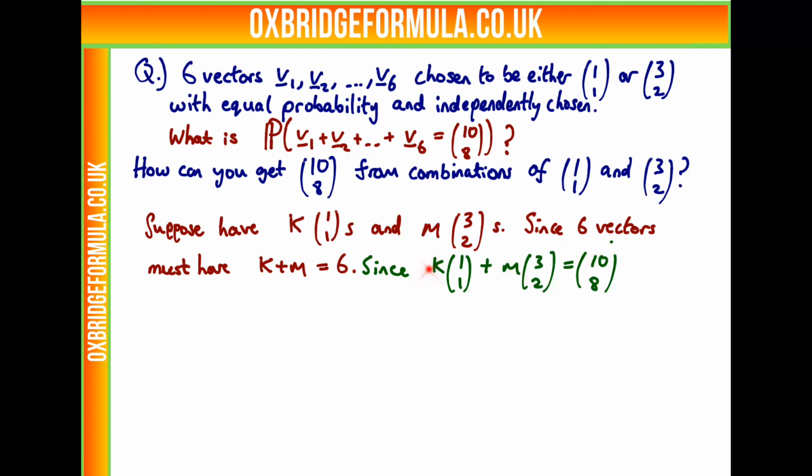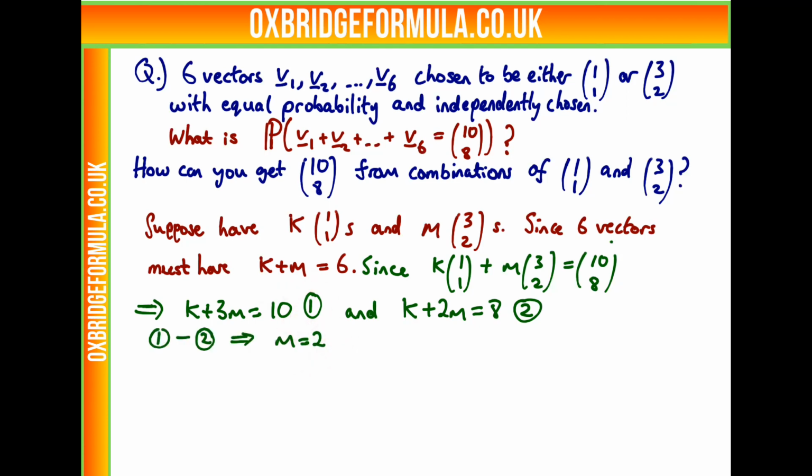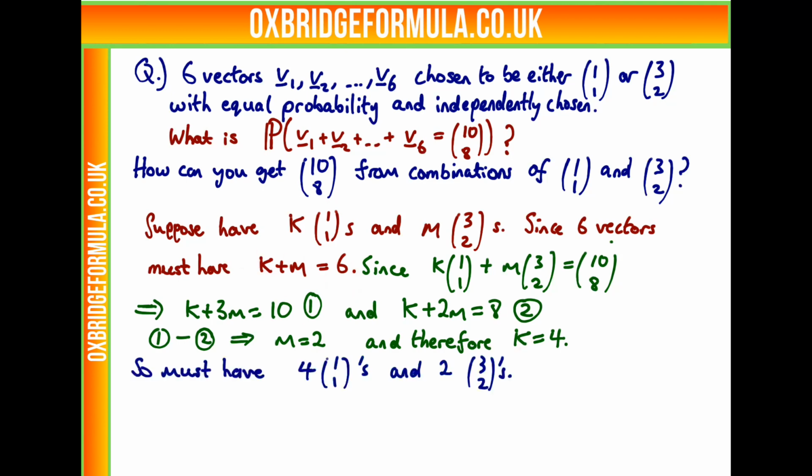And this gives us two separate equations, namely the top row of the vector and the bottom row of the vector, which means that K plus 3M is equal to 10 from the top row, which is equation 1, and K plus 2M is equal to 8 from the bottom row. And these are two simultaneous equations which we can solve. And we see that if you do equation 1 minus equation 2, we get that M is equal to 2. And then plugging this back into equation 1 gives us that K is equal to 4. And we do indeed see that M plus K is equal to 6. Okay, so we must have 4 (1, 1)s and 2 (3, 2)s.